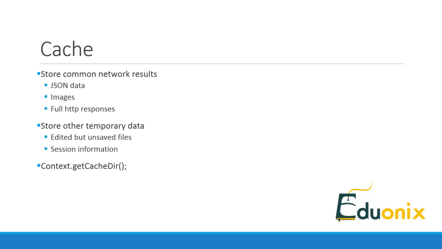Other temporary files like edited but unsaved documents, or files or session information of the current application sessions, are also good candidates for storage in the device cache. The cache can easily be accessed from the application by calling on the application context the method getCacheDir, which will return a file object that points to the absolute path to the application-specific cache directory.